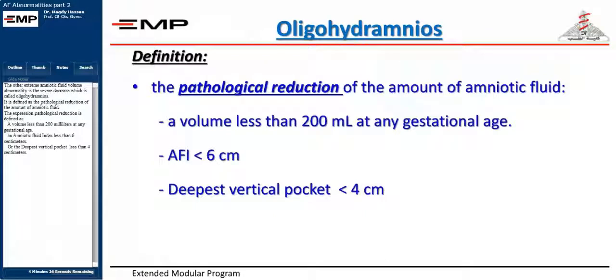The other extreme amniotic fluid volume abnormality is the severe decrease, which is called oligohydramnios. It is defined as the pathological reduction of the amount of amniotic fluid. The expression pathological reduction is defined as a volume less than 200 milliliters at any gestational age, an amniotic fluid index less than 6 centimeters, or the deepest vertical pocket less than 4 centimeters.